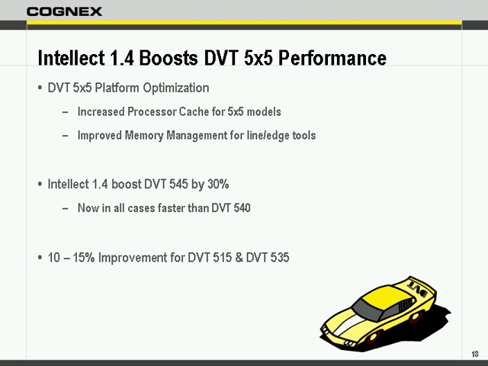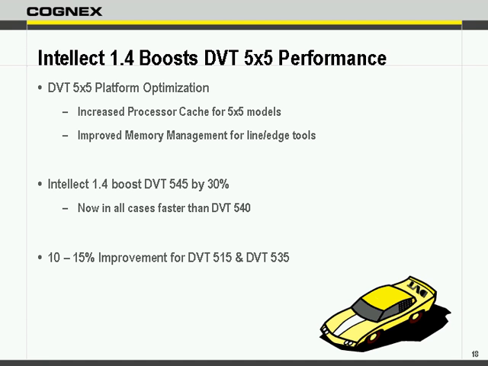And lastly is the performance boost. And this is just some of the numbers for you to take a look at. But in general, on the 5x5 platform, there was an improvement on memory management for the line and edge tools, so those are going to run a little bit more efficiently. And the processor cache on the 5x5 models was increased. This is a firmware change, not a hardware change.